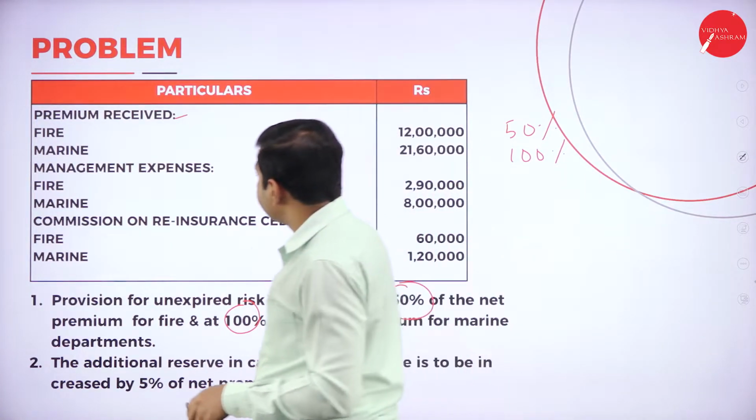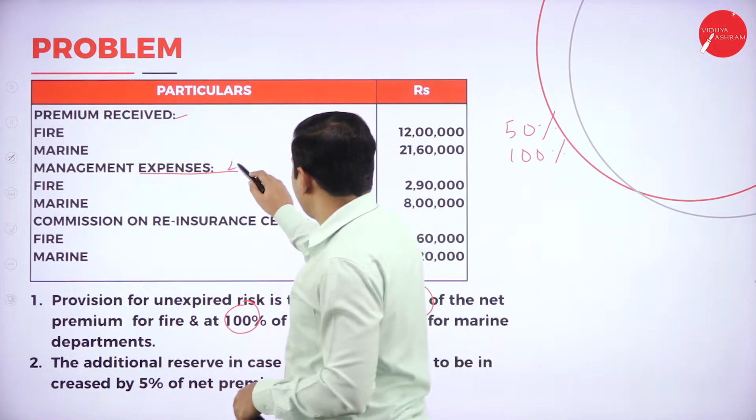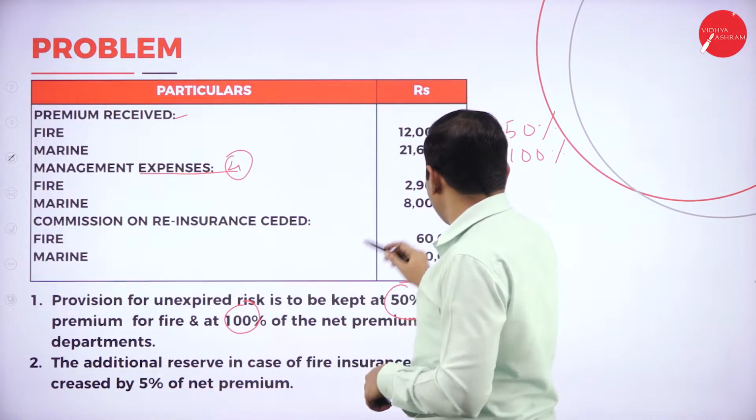Next one, management expenses. Where will management expenses go? Schedule number 4, operating expenses. Fire is 2,90,000, marine is 8 lakh.